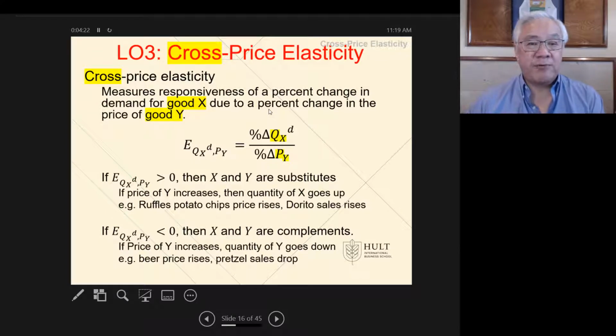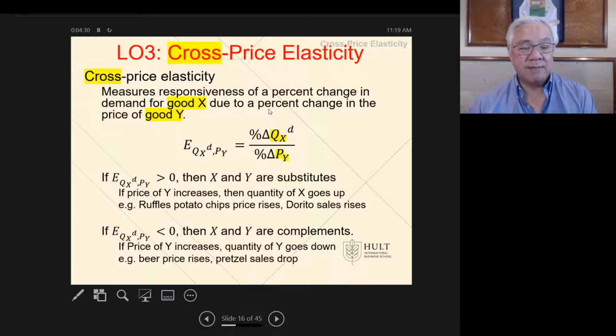Next is cross-price elasticity, which is one product compared to another product, right? So it's not own product, it's cross, right? So remember the word cross. Here, the expression shows the elasticity for the quantity of X in terms of demand given the price of Y. So here we're mixing X, which is our product, and Y, which is, say, a substitute or complement. When we compute the elasticity, if it's greater than 0, then the two of them are substitutes.